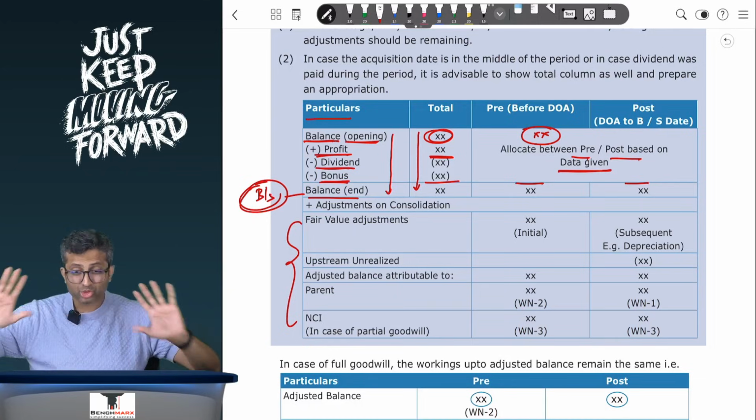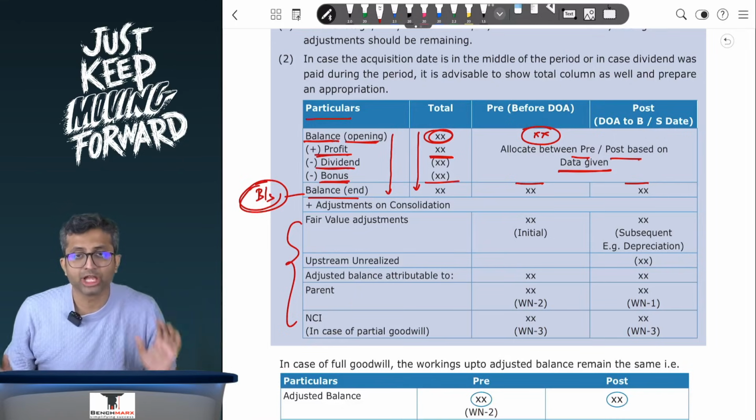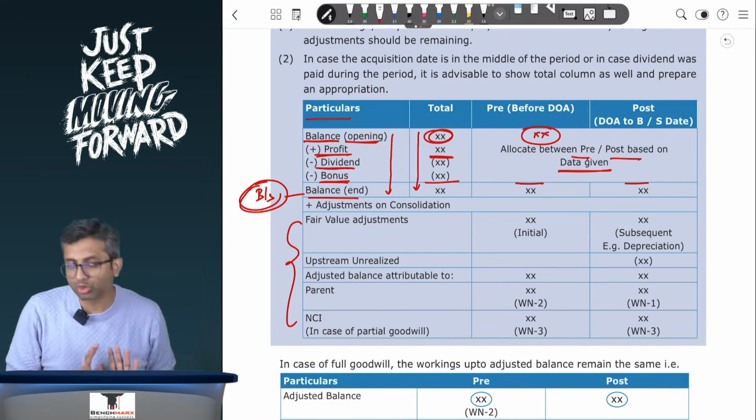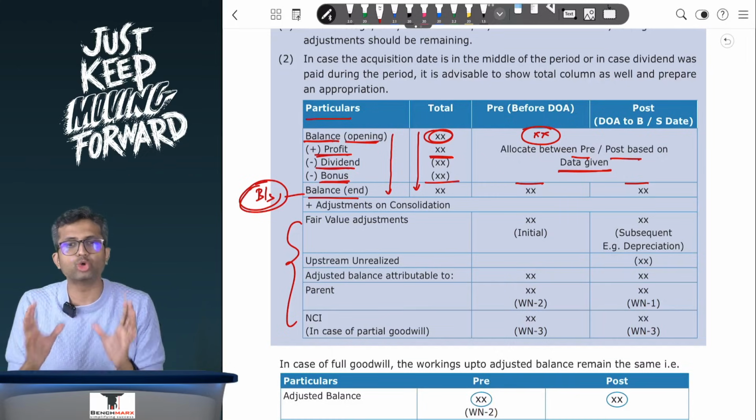Allocate between pre and post, and this is a point where I've covered everything from the balance sheet and I'm just left with the adjustments, and I need to study these adjustments properly. So I leave 8 to 10 lines and then prepare a working note 5. Now I prefer that for these adjustments, there are around 10 to 12 adjustments in total.